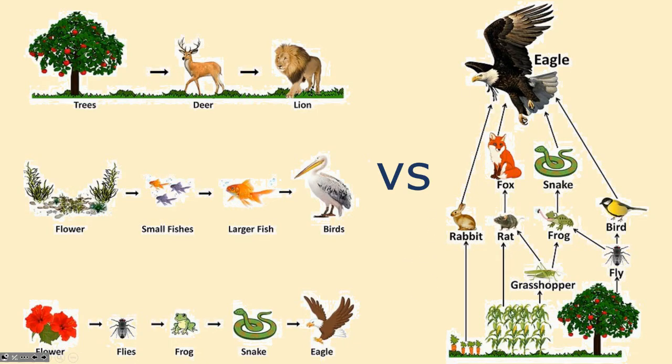But there's different ways through this food web. The fly might not be eaten by a frog, it might be eaten by a small bird, and then that small bird is eaten by the eagle straight away. So food webs and food chains are related. Food webs are a bit more complicated, but they still show the same information.